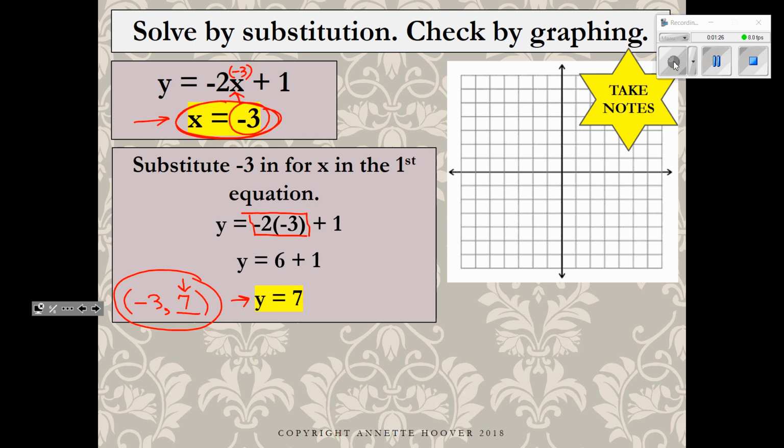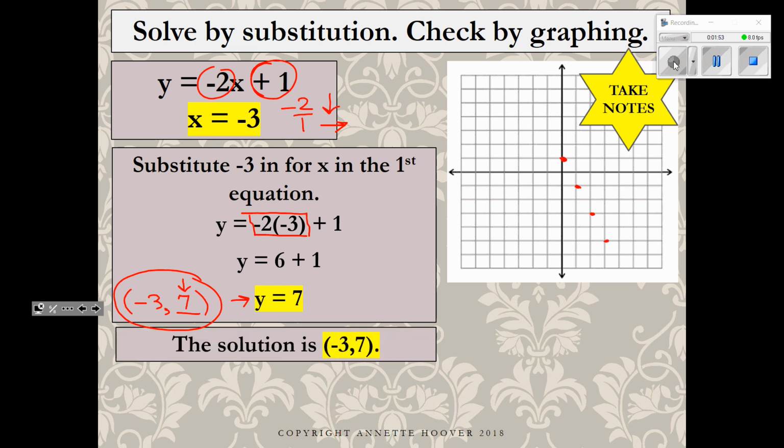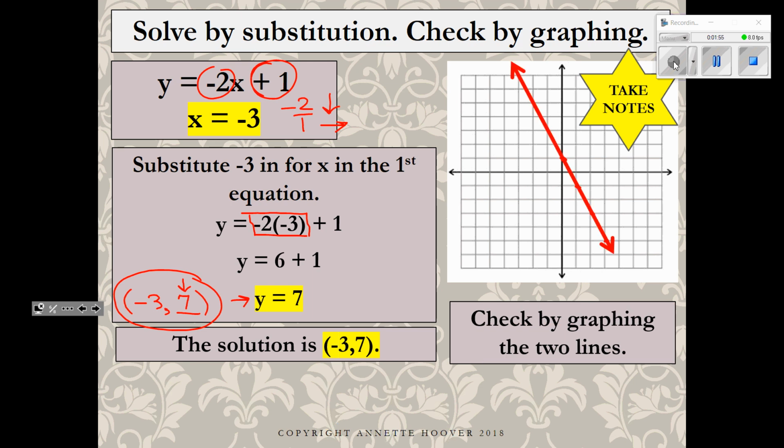So now we're going to graph and check to see if that's indeed where they cross. To graph the first line, remember we always start with our y-intercept, which is a +1. So we go to the y-axis and put a point on the 1. Our slope is -2, which is -2 over 1, which means down 2 to the right 1. So down 2 to the right 1, and we could do that repeatedly so that we can draw our straight line. It's very important to draw straight, accurate lines when solving systems of equations.